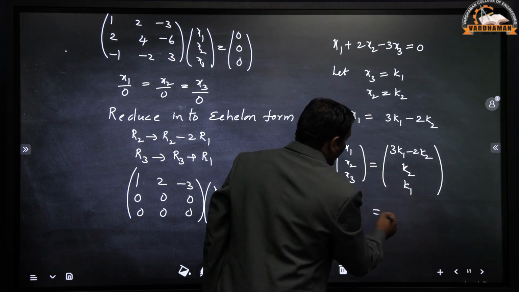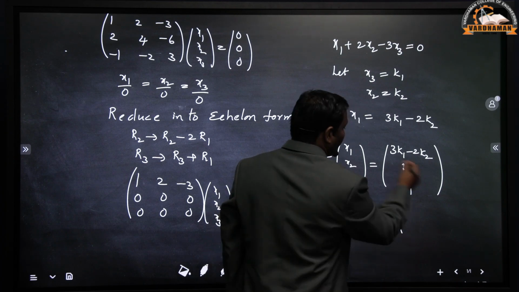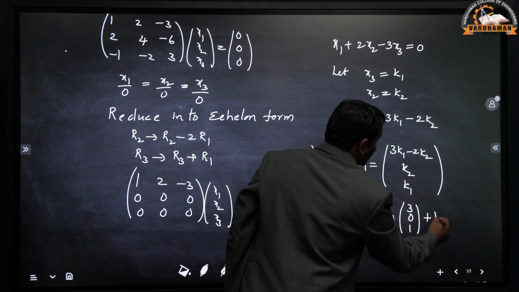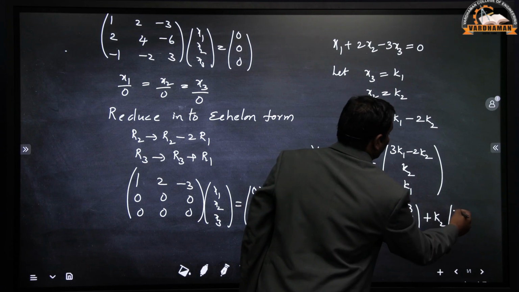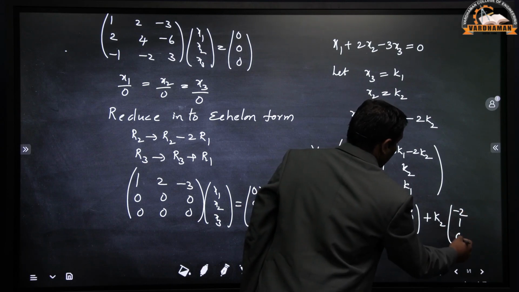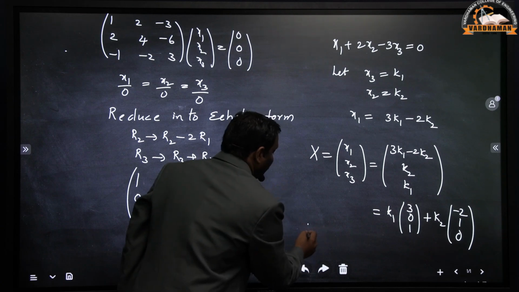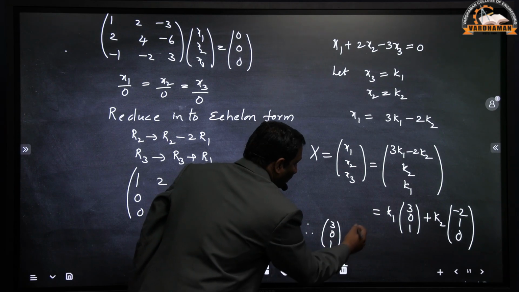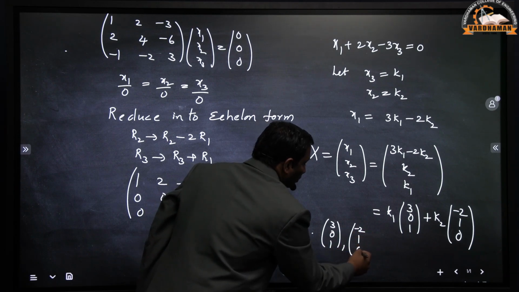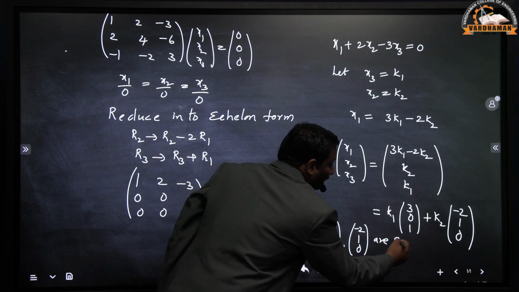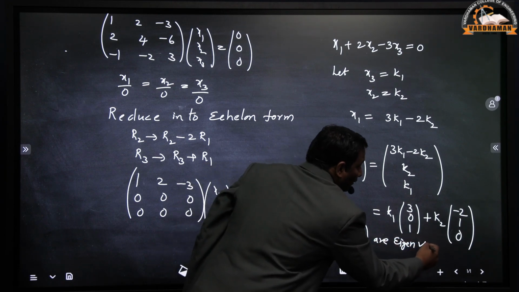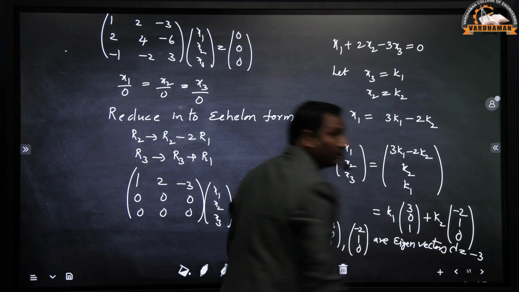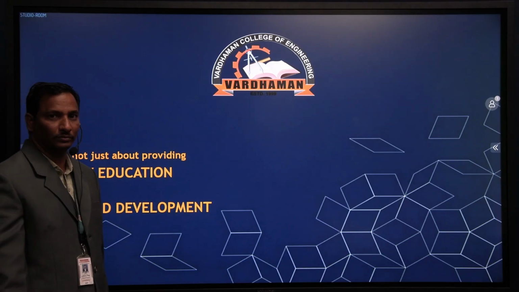So find the k1 coefficients, which are 3, 0, 1, plus the k2 coefficients, which are minus 2, 1, 0. Therefore we consider 3, 0, 1 and minus 2, 1, 0 as the eigenvectors for lambda equal to minus 3.